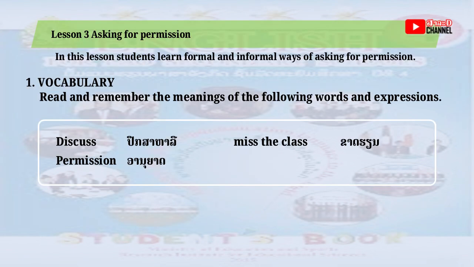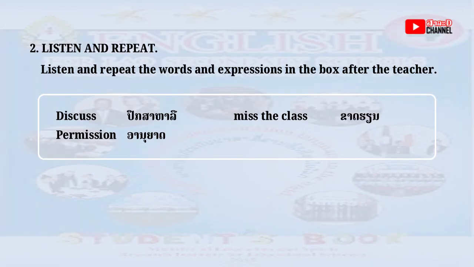Lesson 3. Asking for permission. In this lesson, students learn formal and informal ways of asking for permission. Exercise 1. Vocabulary. Read and remember the meaning of the following words and expressions. Discuss. Miss the class. Permission. Exercise 2. Listen and repeat. Listen and repeat the words and expressions in the box after the teacher. Discuss. Miss the class. Permission.